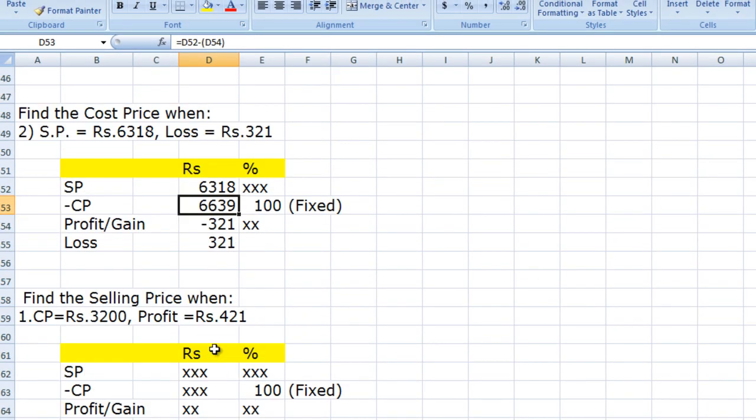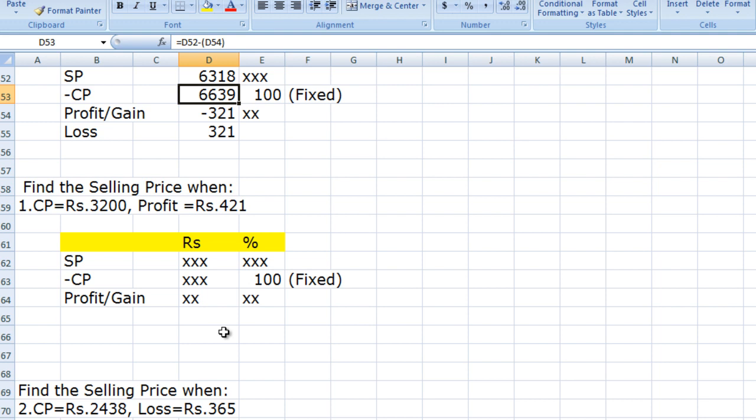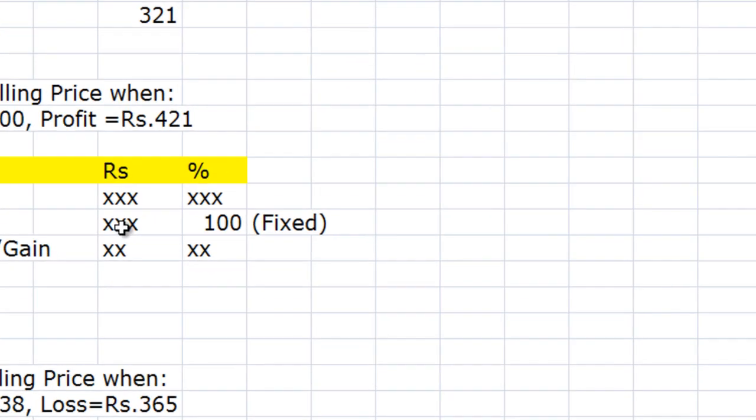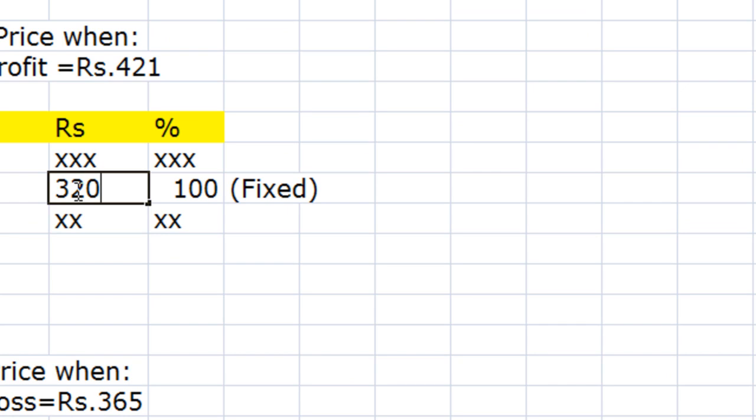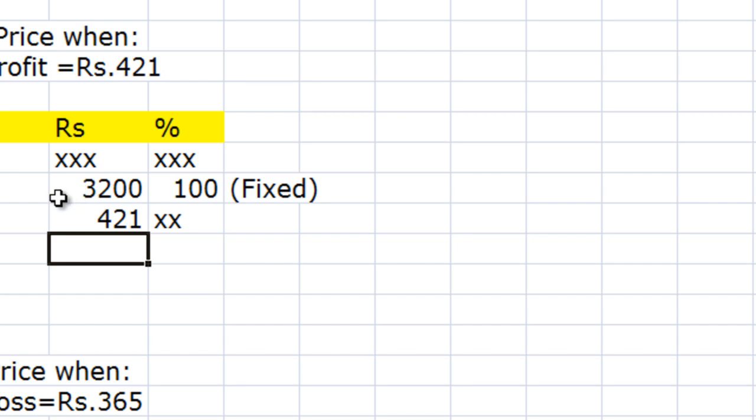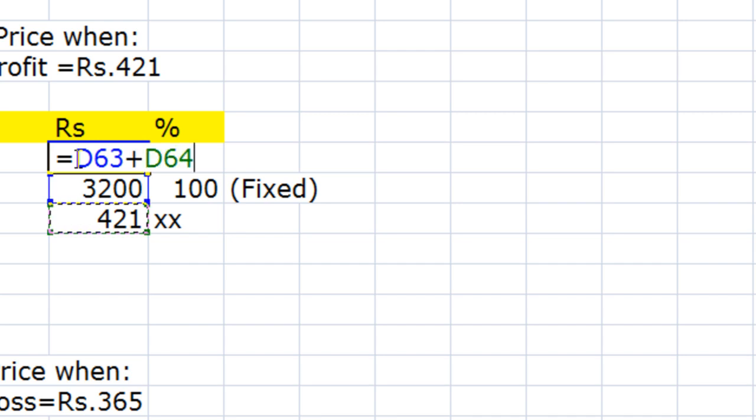Now we are going for the next situation. Find the selling price when CP is equal to 3,200 and profit is equal to 421. So we have to calculate the selling price given that the cost price is 3,200 and profit is 421. Selling price is equal to cost price plus profit, that is 3,621 rupees.